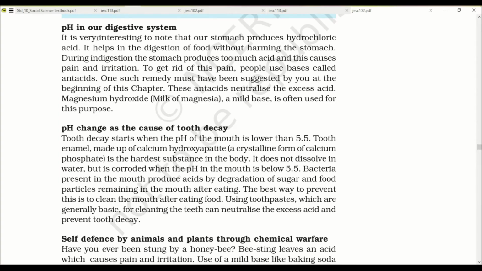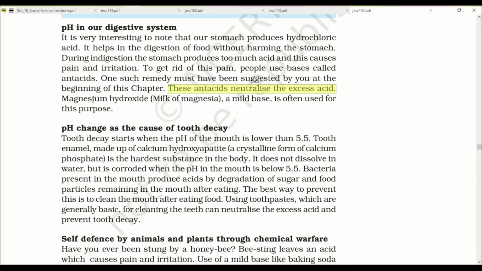It is very interesting to note that our stomach produces hydrochloric acid. It helps in the digestion of food without harming the stomach. During indigestion, the stomach produces too much acid and this causes pain and irritation. To get rid of this pain, people use a base called antacid. One such remedy must have been suggested by you at the beginning of this chapter. These antacids neutralize the excess acid. Magnesium hydroxide, also known as milk of magnesia, is a mild base often used for this purpose.